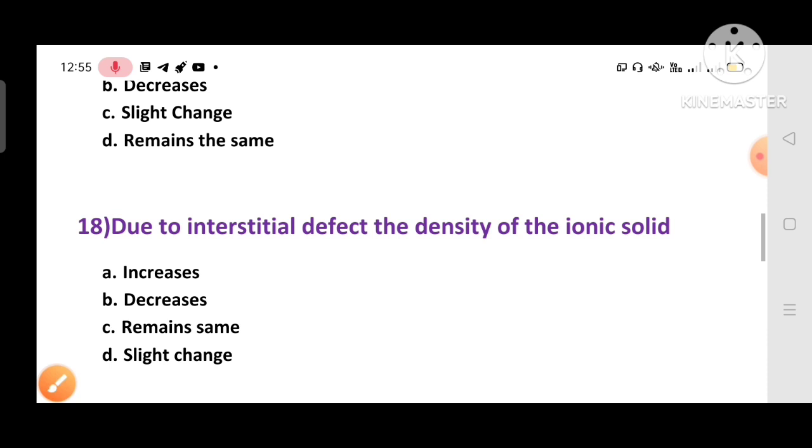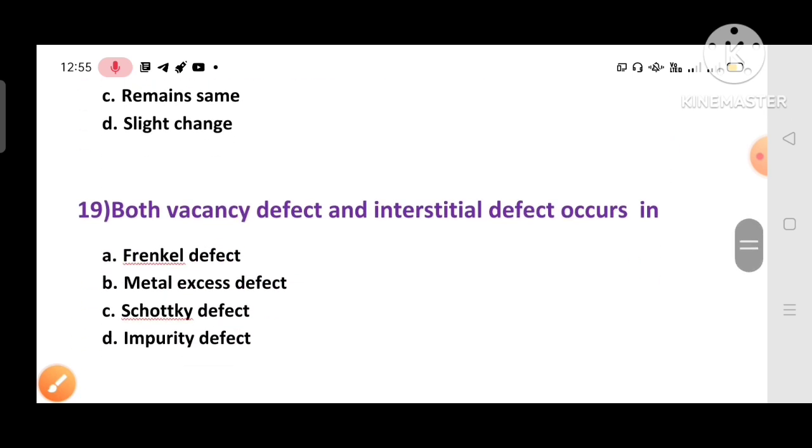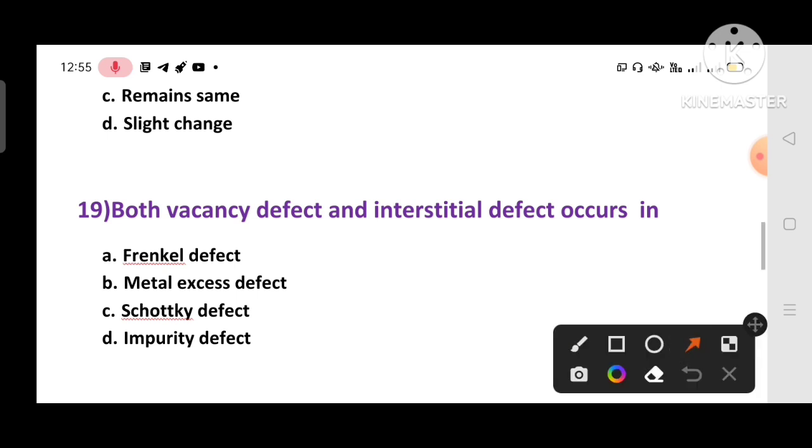And the right answer is option A, increases. Next question. Both vacancy defect and interstitial defect occurs in option A, Frenkel defect. Option B, metal excess defect. Option C, Schottky defect. Option D, impurity defect. And the right answer is option A, Frenkel defect.